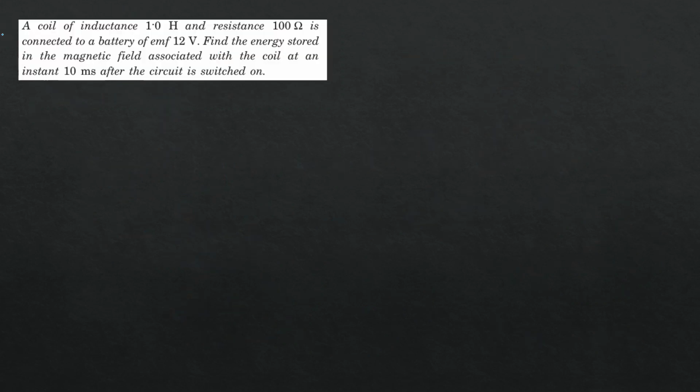Next question. Question number 4. A coil of inductance 1 Henry and resistance 100 ohm is connected to a battery of EMF 12 volt. Find the energy stored in the magnetic field associated with the coil at an instant 10 millisecond after the circuit is switched on. A coil of inductance is given, resistance is given, connected to a battery EMF. For example, this is a coil, it's connected to a battery.